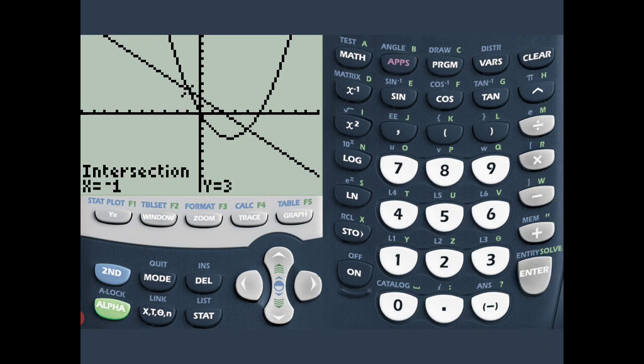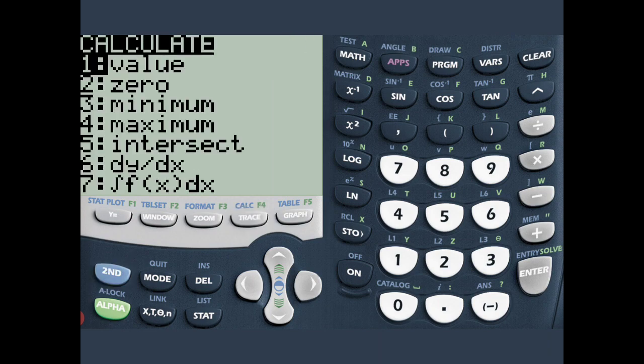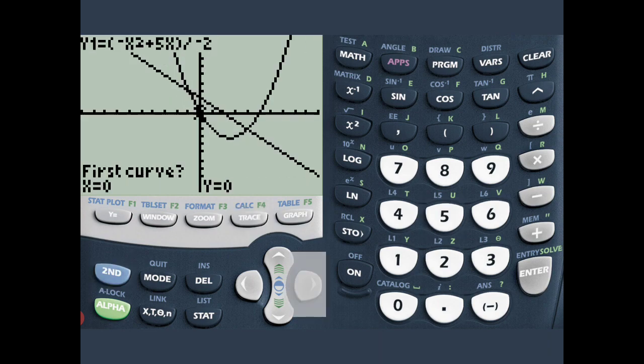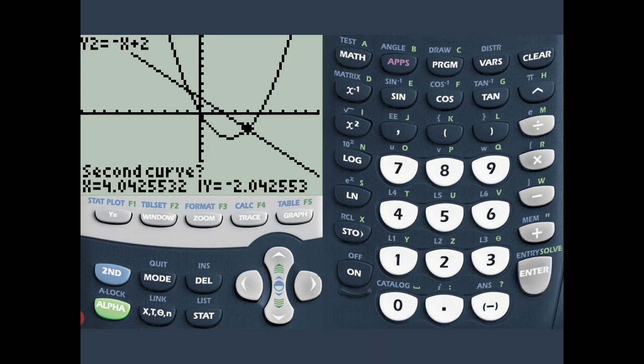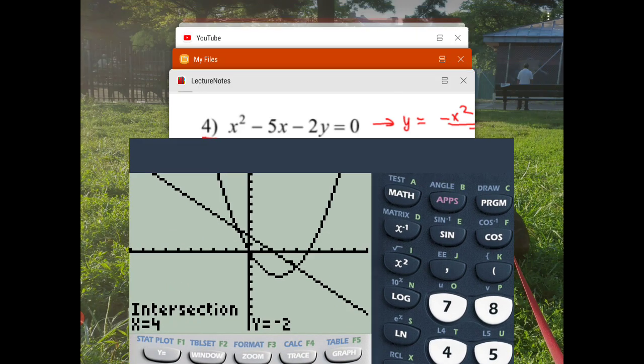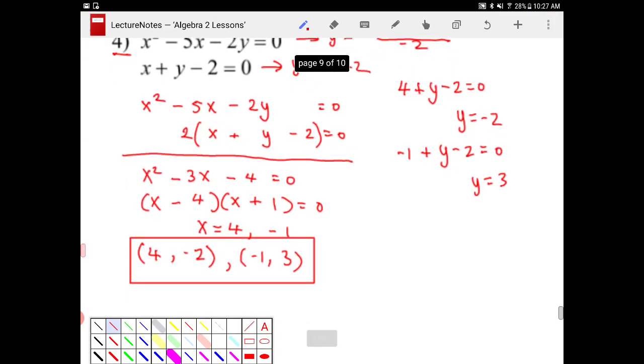So the intersection happens at negative 1, 3. We do this again. We press second trace, go to intersect, move the cursor over to where we believe the intersection happens, approximately, and press enter 3 times. The intersection happens at 4, negative 2, which was exactly what we got: 4, negative 2 and negative 1, 3.